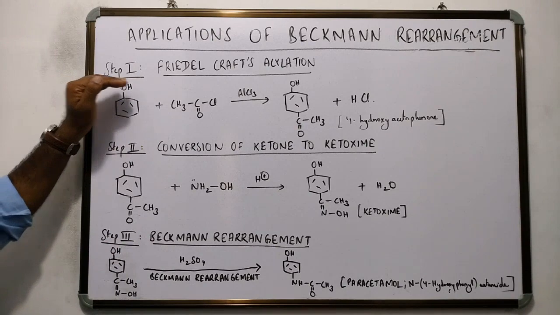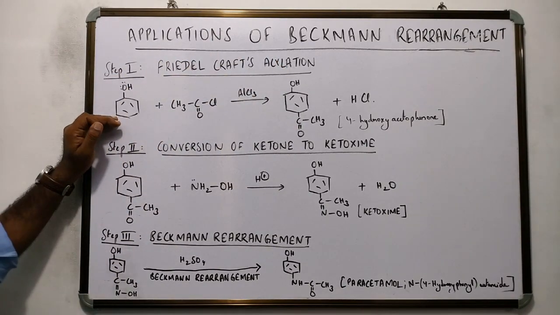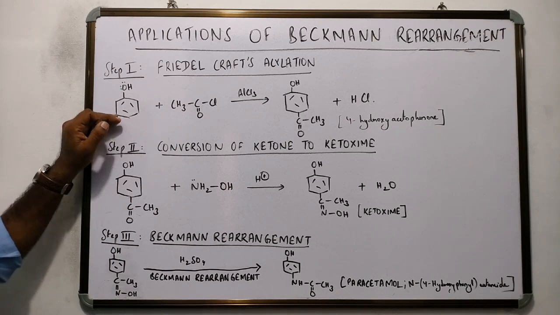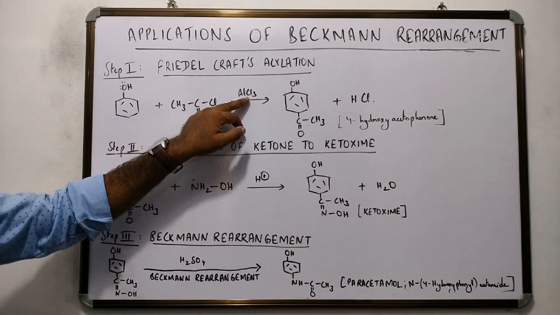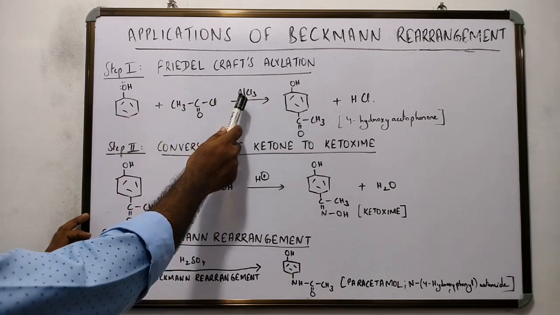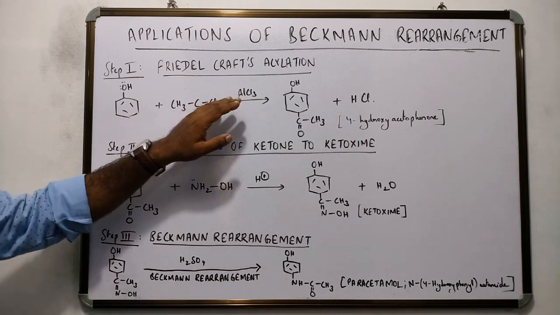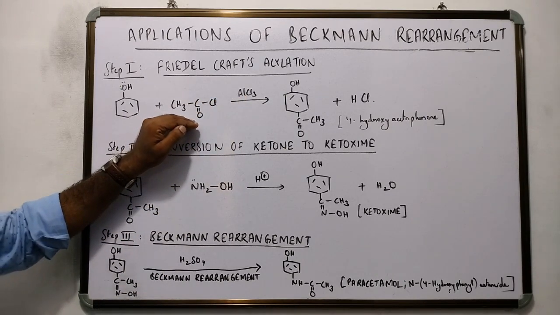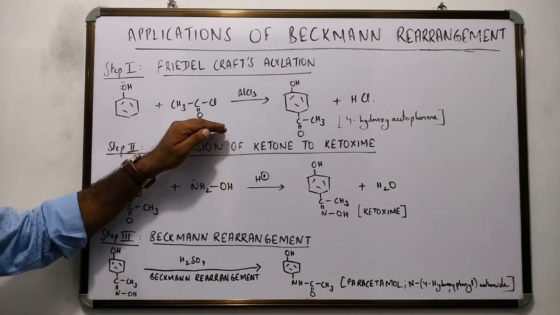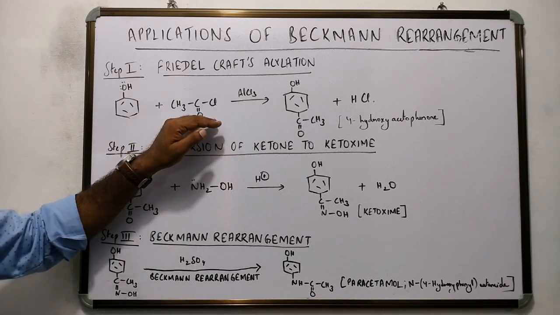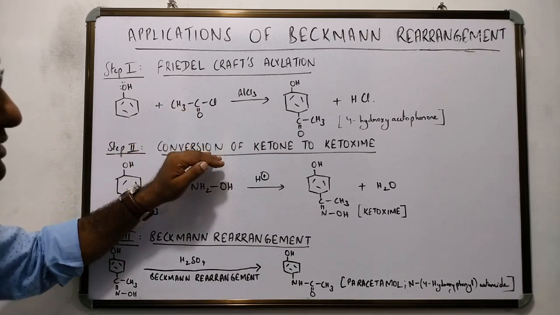The first step is the Friedel-Crafts acylation. We start with phenol as our raw material and we treat this phenol with acyl chloride in the presence of a Lewis acid catalyst like FeCl3 or AlCl3. What happens in this reaction is an interaction of an acyl chloride with AlCl3, and that leads to the formation of an acylium ion or an acyl cation, which is CH3C≡O+.